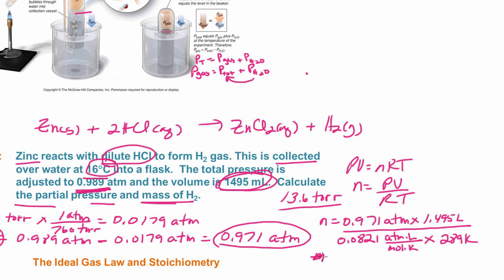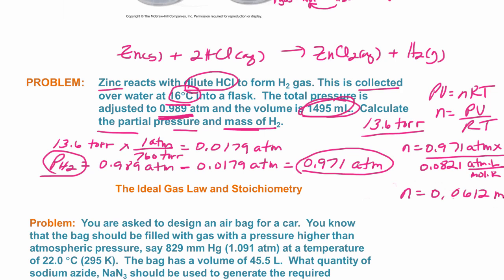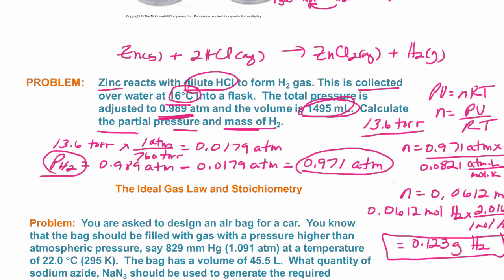So the number of moles of hydrogen is 0.0612 moles of hydrogen gas, and we just need to convert that to grams. So 0.0612 moles of hydrogen. 1 mole of hydrogen gas is 2.016 grams, and that gives us 0.123 grams of hydrogen gas collected.